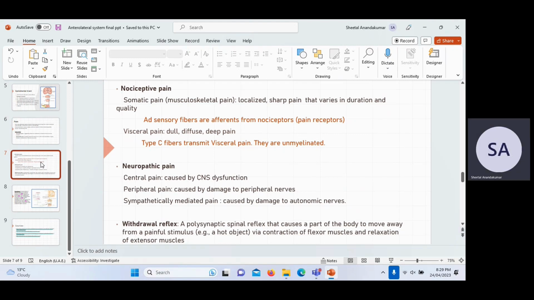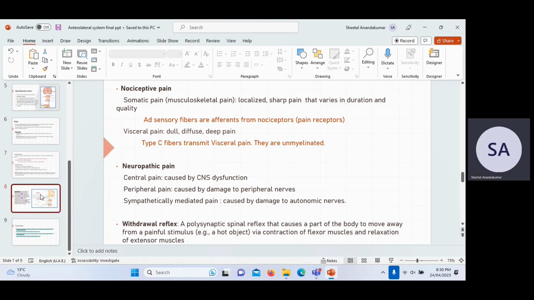Now the withdrawal reflex. It is a polysynaptic spinal reflex that causes a part of the body to move away from a painful stimulus. So in case there's a hot plate and we touch it, we tend to move our hand away. This is the withdrawal reflex, in simple words. And this is generally done by the contraction of the flexor muscles and relaxation of the extensor muscles.